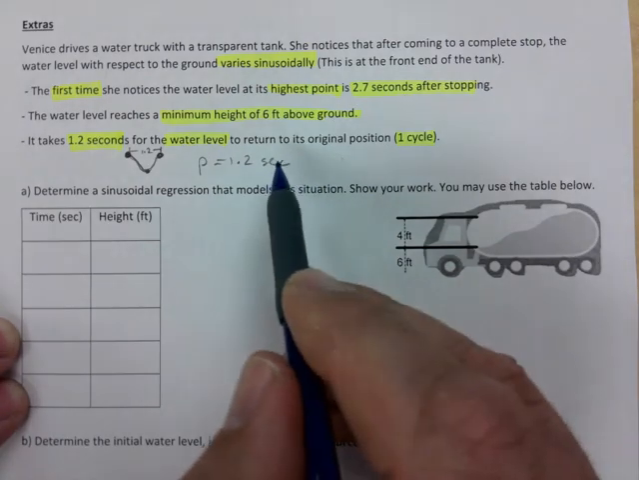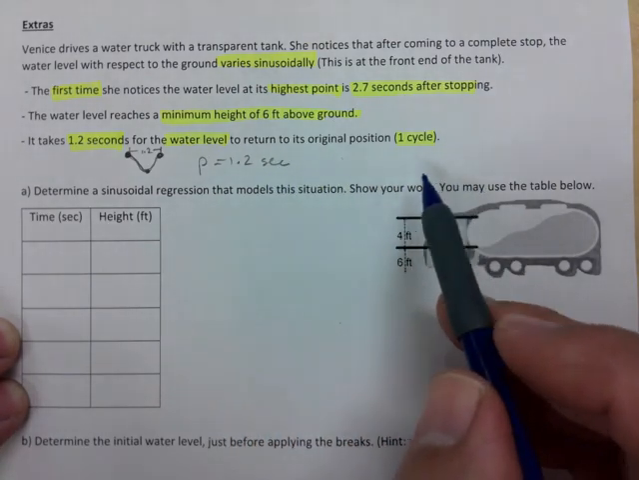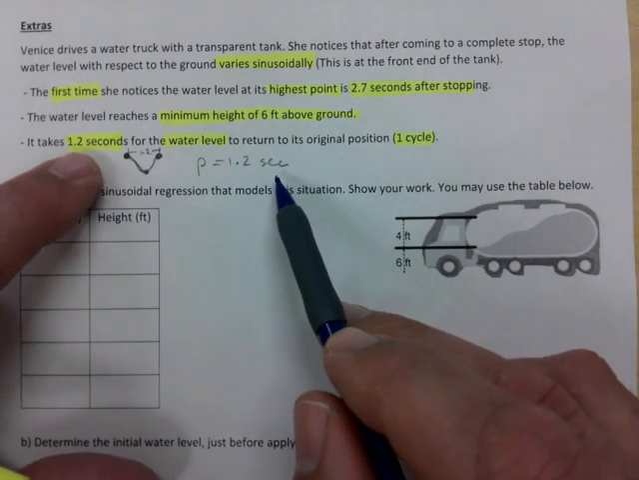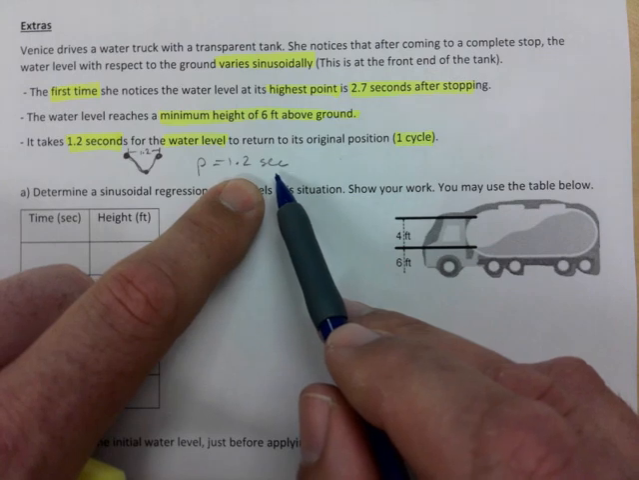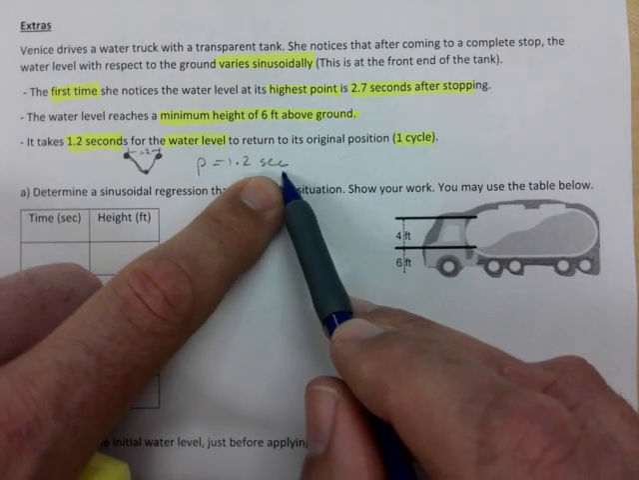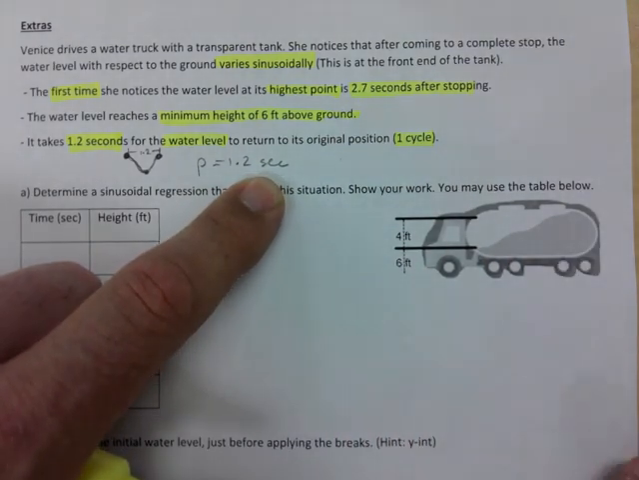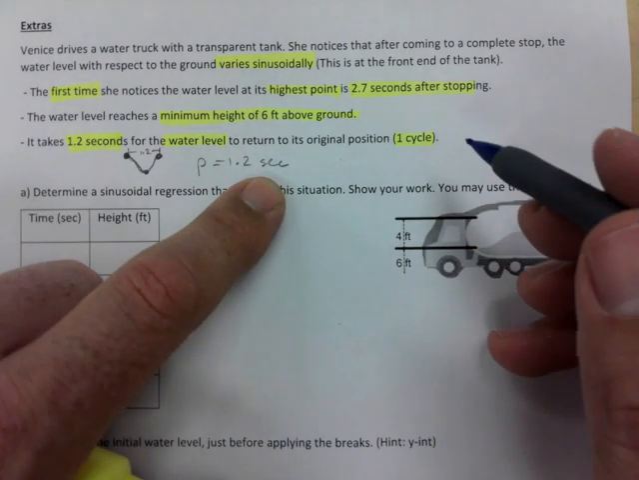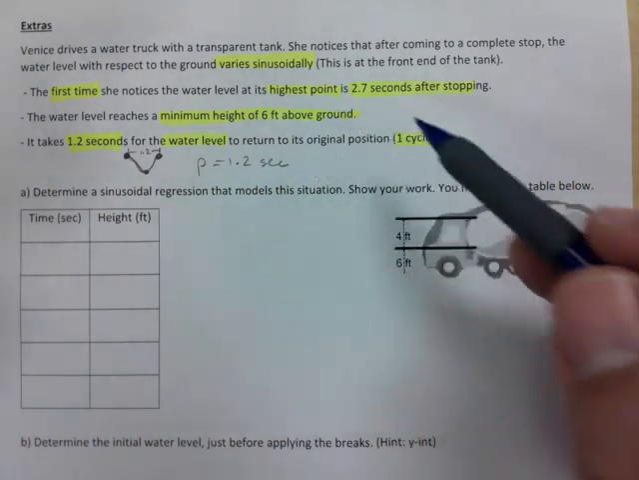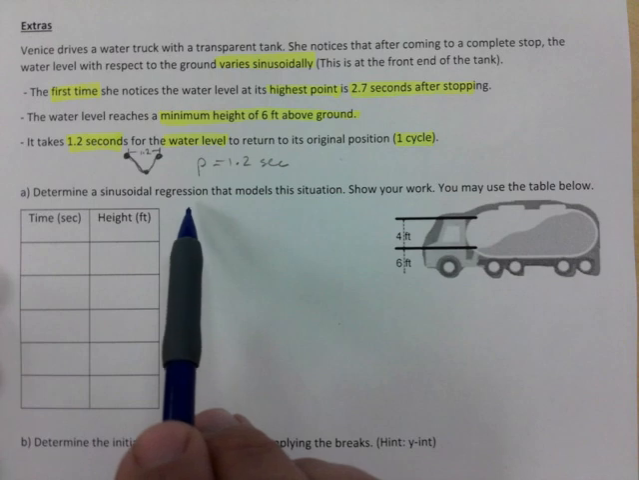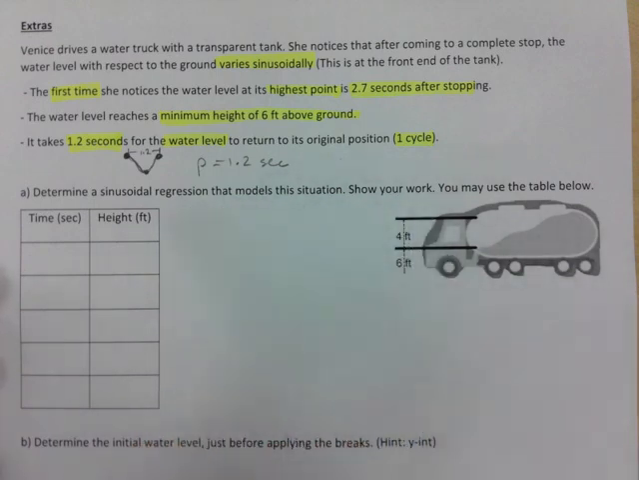And the period, remember, is the amount of x units that go by for something to repeat. Since we retrieved the period from the question, and it's in time in seconds, we also know that our x-axis, if we were to graph this, would be represented by time in seconds. Okay, so we've got our period, we've got a whole bunch of information. Let's see if we can do this. It says determine the sinusoidal regression that models the situation. Show your work. You may use the table below, so we will probably do that.